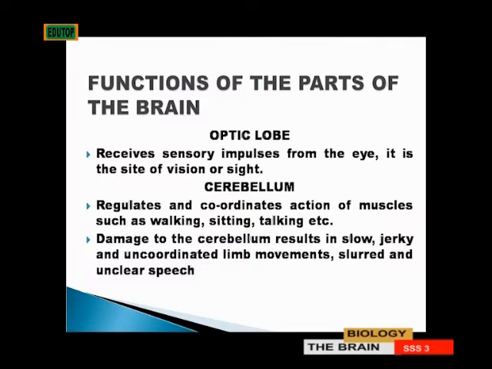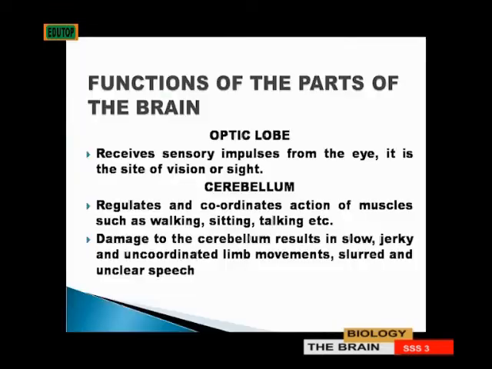It receives sensory impulses, so you can smell; what is functioning when you perceive a smell is the olfactory lobe. Then the optic lobe receives sensory impulses from the eye. It is the site of vision or light. The cerebellum is located at the hindbrain. It regulates and coordinates action of muscles such as walking, sitting, talking. So the cerebellum controls that and coordinates the actions of your muscles.